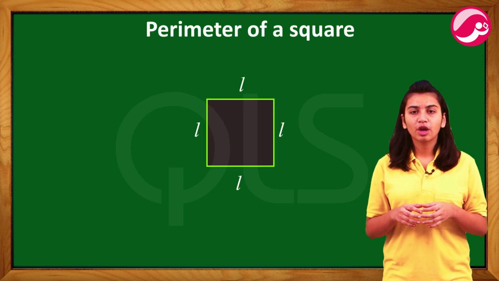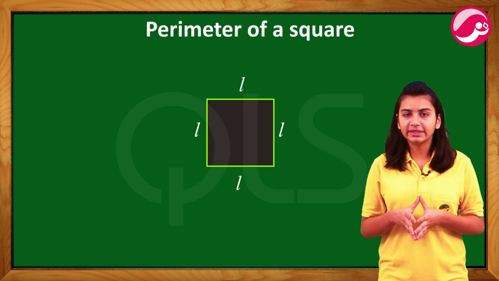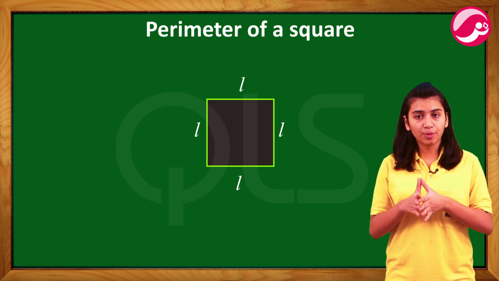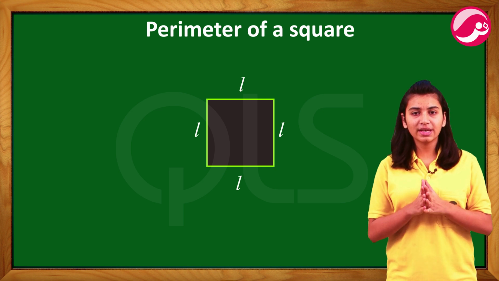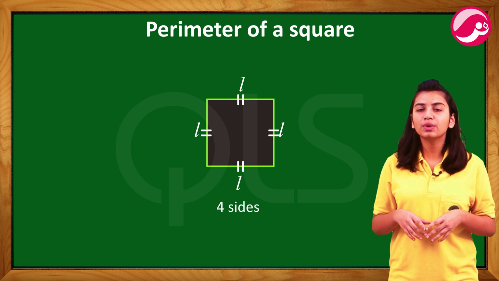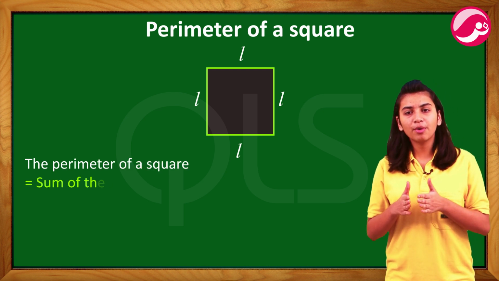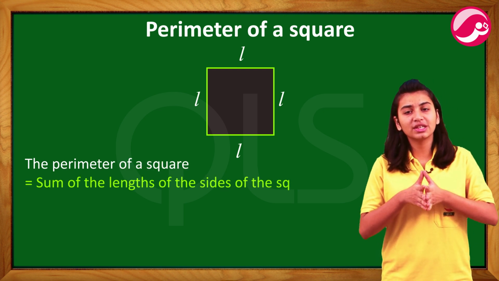Perimeter of a square. We know that the perimeter of any polygon is the sum of the lengths of its sides. Number of sides का sum होता है, ठीक है? A square has 4 sides and they are equal in length. Therefore, the perimeter of a square will be the sum of the lengths of the sides of the square.